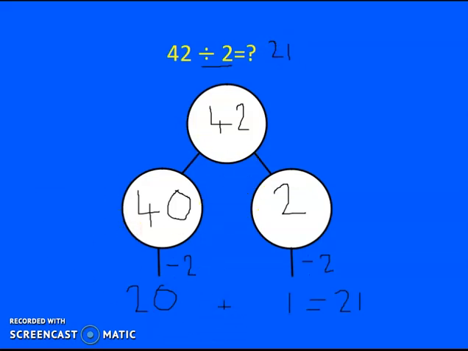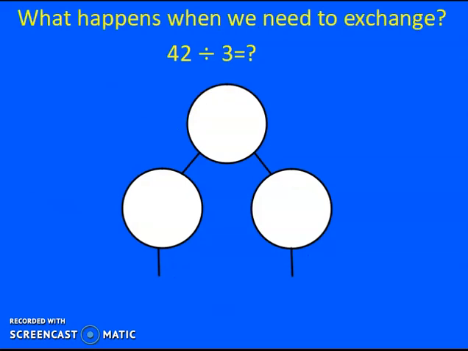Now this is really easy to do when we do not have to exchange. So let's just have a look what happens when we do need to exchange. So 42 divided by 3 this time. So we've got our 42. Now let's partition it like we did before and see what happens. Can we divide 40 by 3? Well, we can, but it won't be all equal amounts. We'll have some remainders, which is what we're going to be looking at another day. And can we divide 2 by 3? So how many 3's go into 2? Well, it doesn't, because we don't have 3 to begin with.